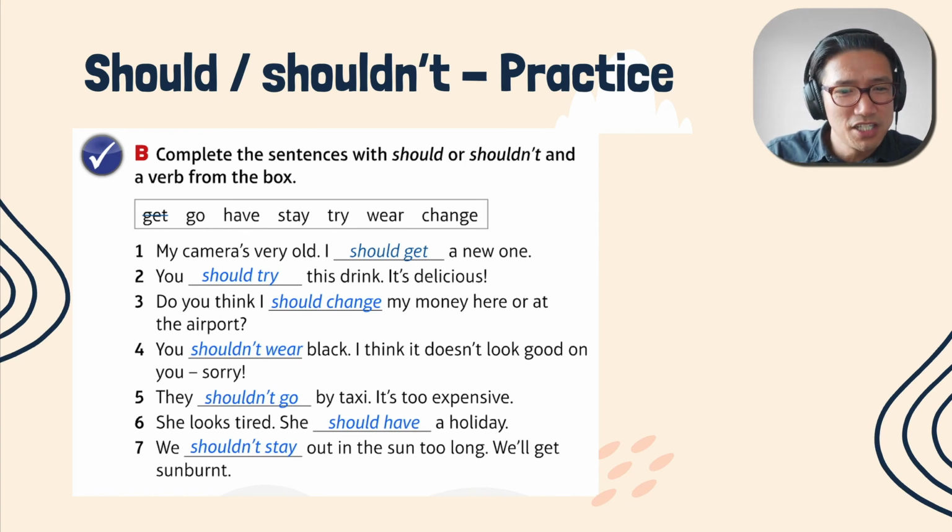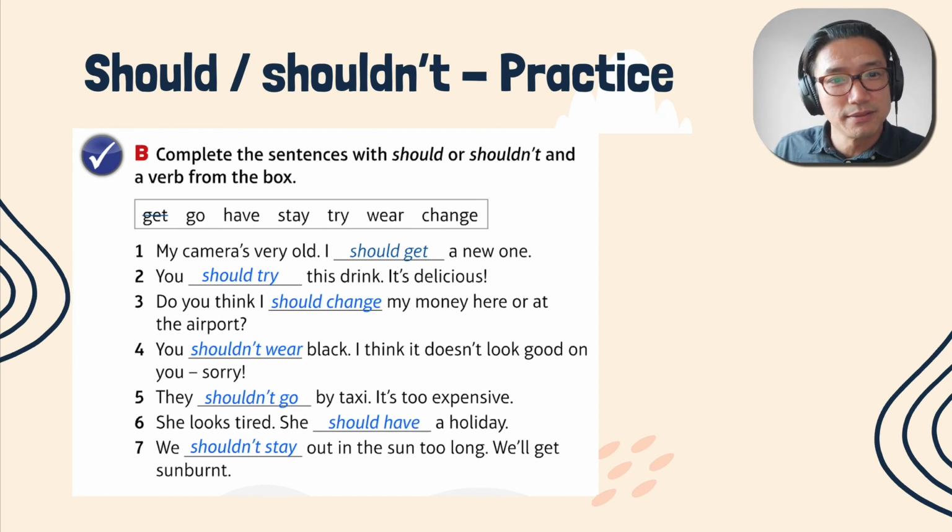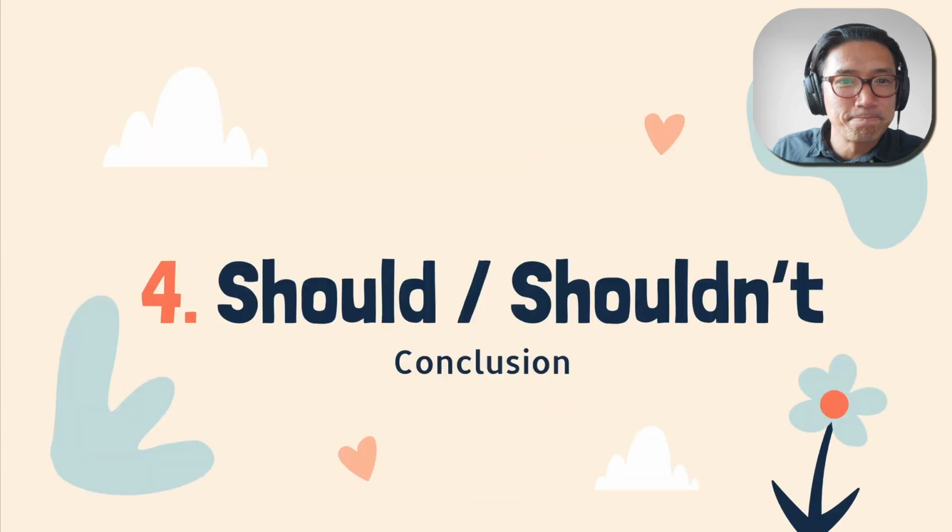Number 6, she looks tired. She should have a holiday. No, you should never say that to anybody directly, okay? And that's kind of gossiping. Number 7, we shouldn't stay out in the sun too long. We'll get sunburnt. Of course you will, but you should use sunblock and you should make sure to get sun because vitamin D is very important for your health. All right.